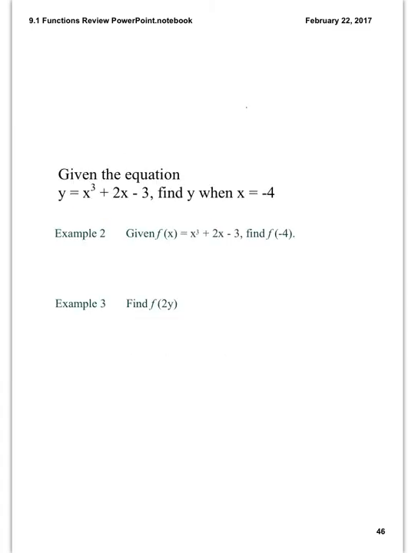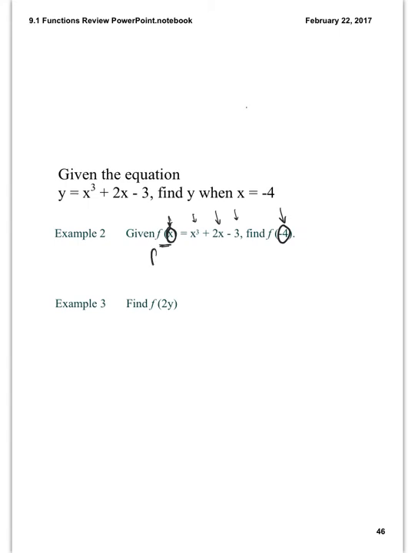All right, let's go ahead and label this one as example number 2. Given that we have this function, f, and f is the function that takes some variable called x. It looks like it cubes it, and then adds 2 times it, and then minuses 3. Our job is to find what happens when we plug in negative 4 into f. So that means we're going to rewrite this equation, and for every x that we see, we are going to replace it with a negative 4.